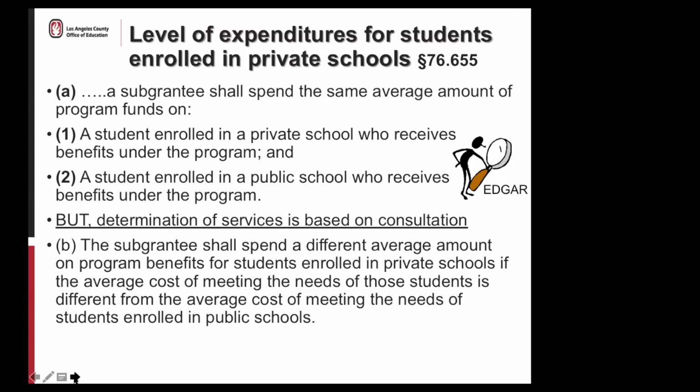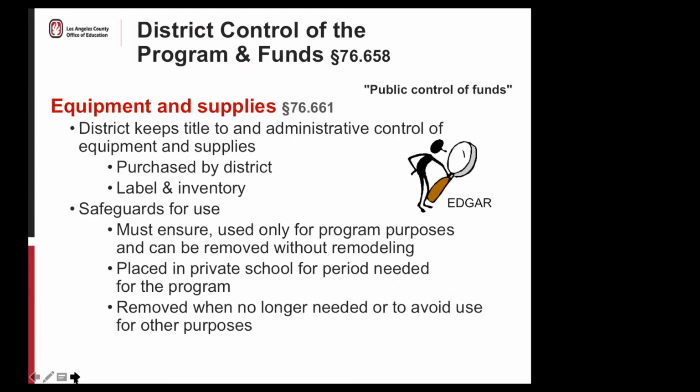All right, next we'll take a look at equipment and supplies. Control over equipment and supplies can be problematic for many reasons, including the requirement that materials and supplies are not to benefit the private school. And that's in section 76.658 noted on there. It states that program funds are not to be used to finance the existing level of instruction or to otherwise benefit the private school. Instead, the funds are to meet the specific needs of eligible students.